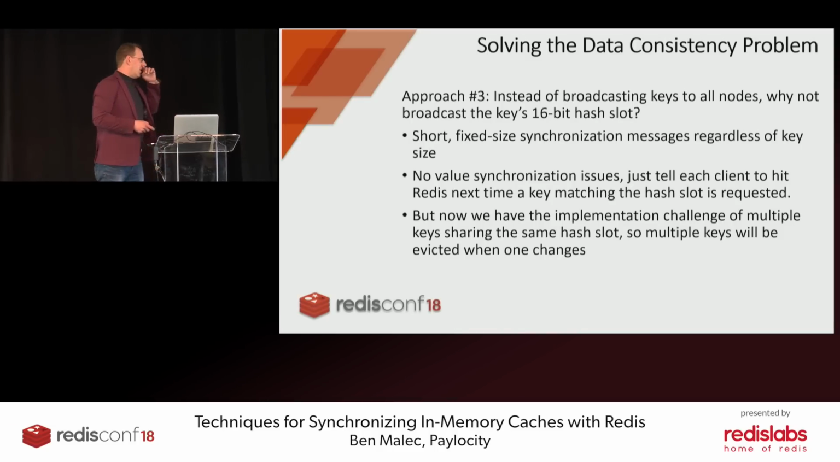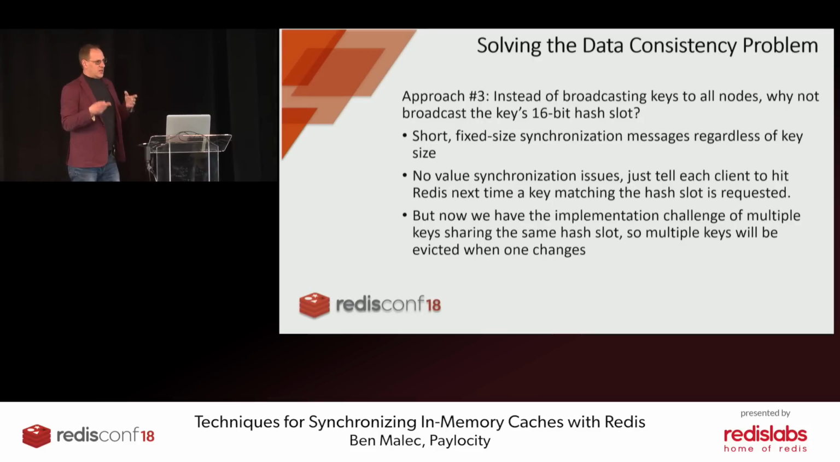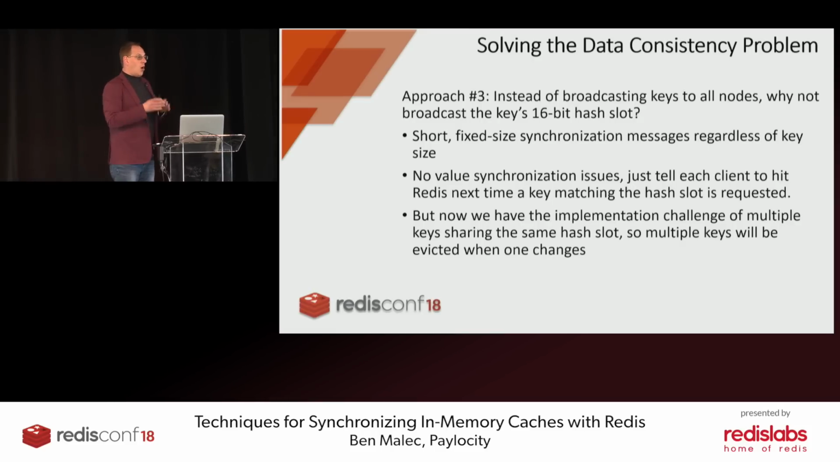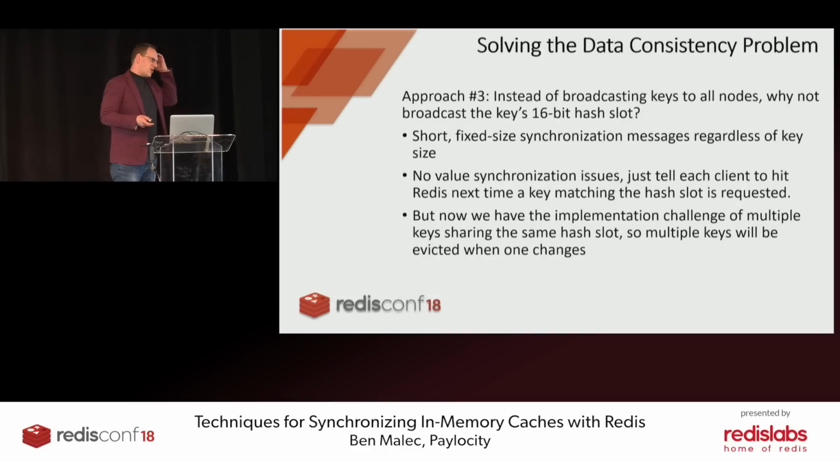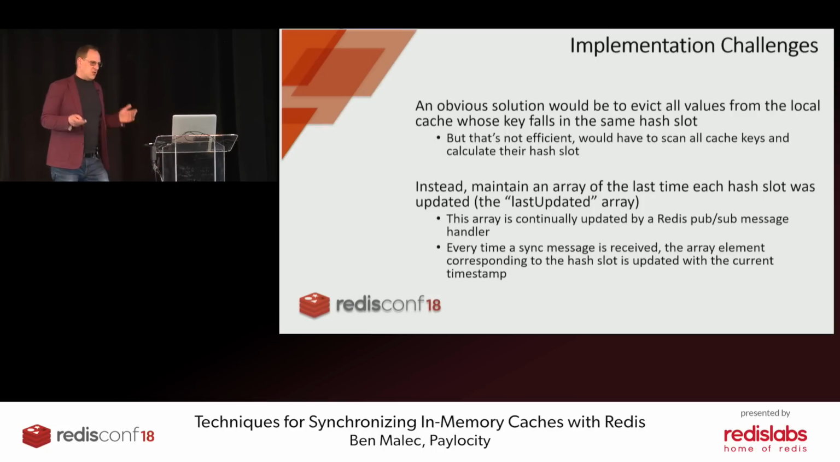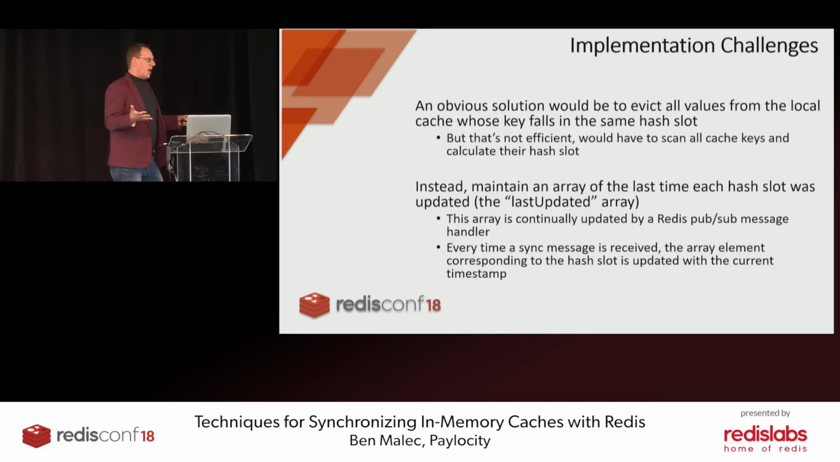But now we've got a new challenge. The challenge is that when we invalidate a key, we're going to invalidate the hash slot. All the keys with this hash slot are now invalid too. So we have less information. And that really turned into the implementation challenges. Okay, so now we're invalidating groups of keys at a time. How are we going to do it?